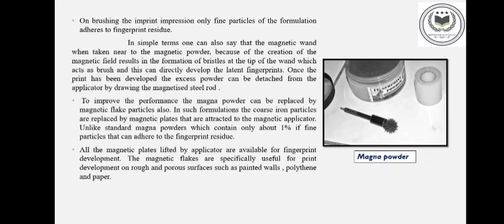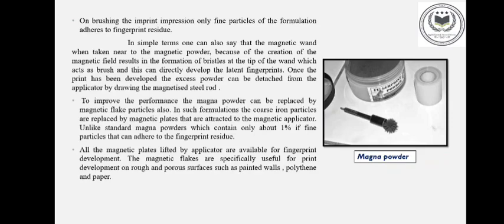In simple terms, one can also say that when the magnetic wand is taken near the magnetic powder, because of the creation of a magnetic field, bristles form at the tip of the wand, which acts as a brush, and this can directly develop the latent fingerprints. Once the print has been developed, the excess powder can be detached from the applicator by drawing out the magnetized steel rod.